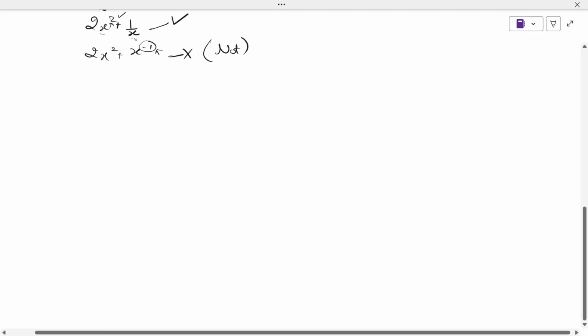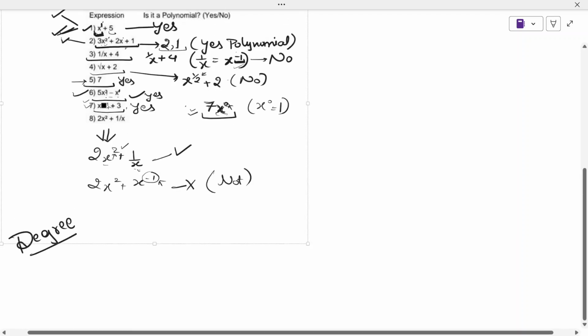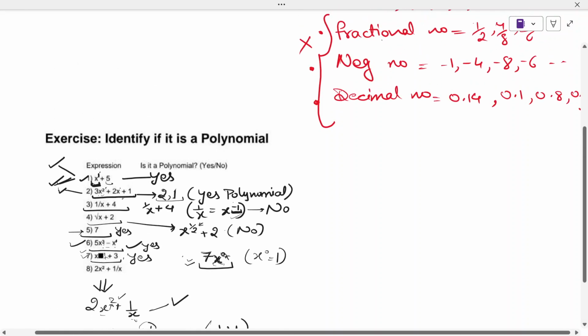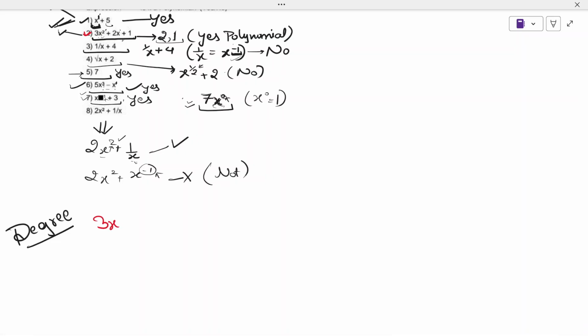Let me tell you what is degree. Let's understand the degree concept through this example: 3x square plus 2x plus 1. This is a polynomial, we studied it here. Now tell me, this is a variable, this is a variable. Here power is 2 and here power is 1. Degree is basically the maximum power of the variable.